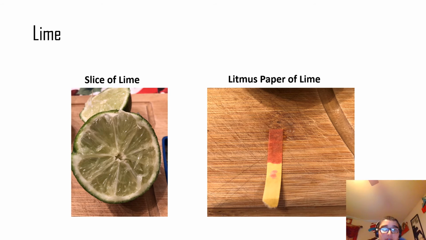Now, over here we have a slice of lime to the left, and then a litmus paper of lime to the right. Just like the lemon, the litmus paper of lime has a very reddish color to it, which means that it's extremely acidic, around the 0 to 1 or 2 range on the pH scale from 0 to 14. But how are we going to be able to distinguish between the two?